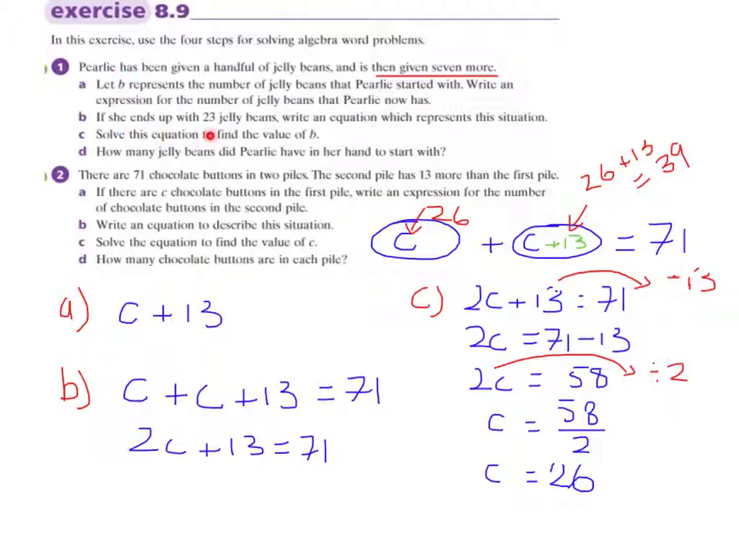If she ends up with 23 beans, write an equation. So this was an expression, had no equal sign. So now we've got an equation, so we can put an equal sign. So we have B plus 7 equals 23. So you should be able to figure out how many jelly beans she had at the very start from all of this information. So go through it step by step. Okay, good luck.